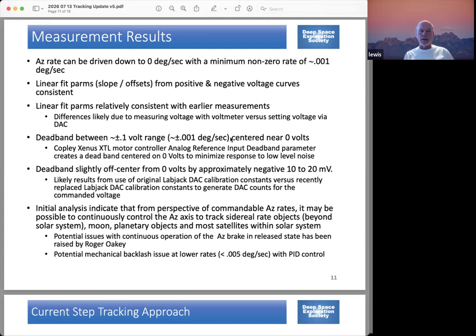And what I saw is that it would kind of go between with the rates. Well, let me backtrack a little bit. The rates for azimuth, most of the rates are below 100th of a degree per second.